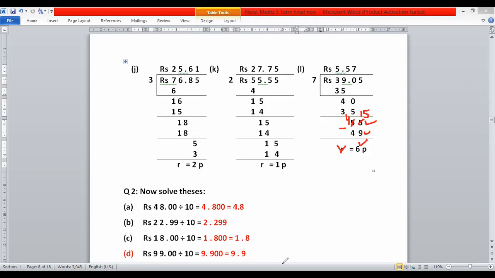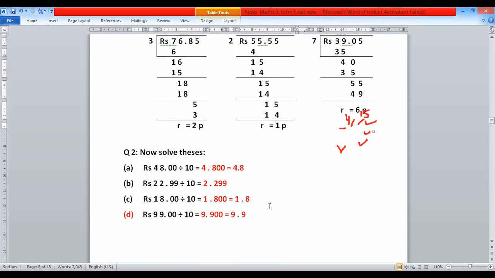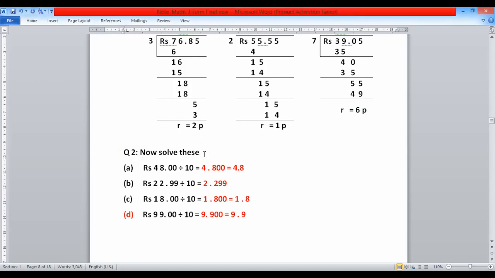Dear students, question 2 is very easy. In question 2, we want to learn how, whenever we divide rupees by 10, you get the answer shortly without using the long division method. This is very easy. I'm going to just tell you a simple trick. The statement of question 2 is: now solve these.